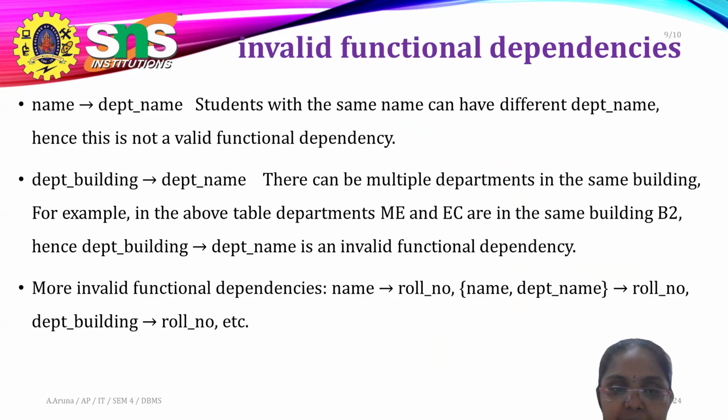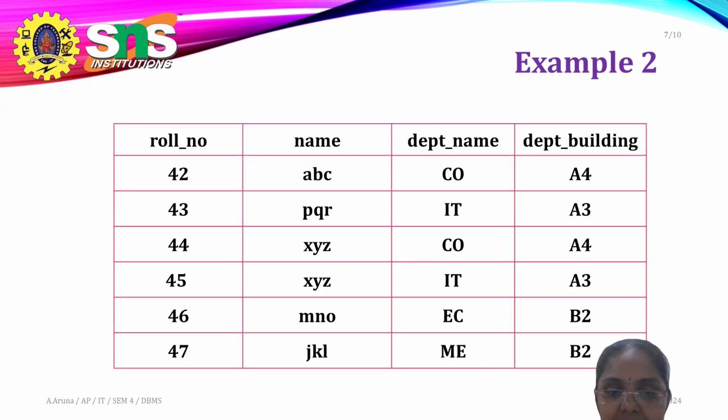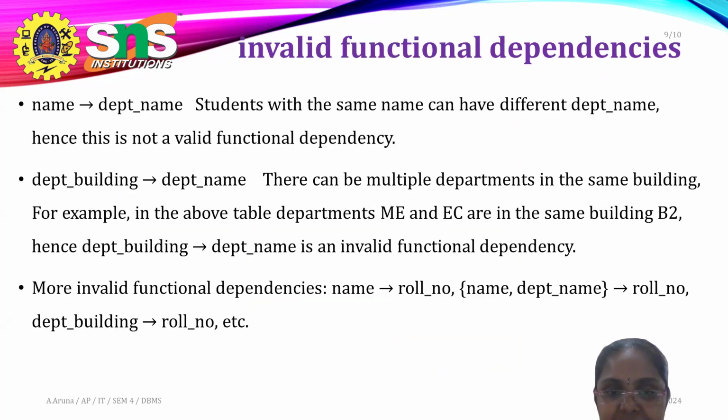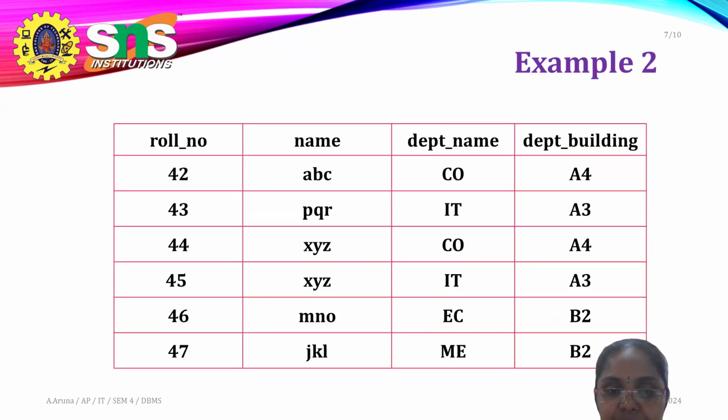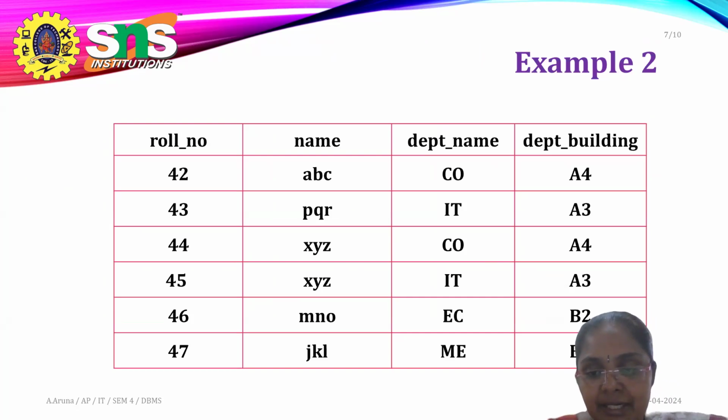If I go for name, can it identify the department name? Name, I have X, Y, Z. Department name is CO and IT. I can't find out exactly. So this is an invalid dependency. So these are the various invalid dependencies present in this particular table. So this is the major way we identify functional dependencies.